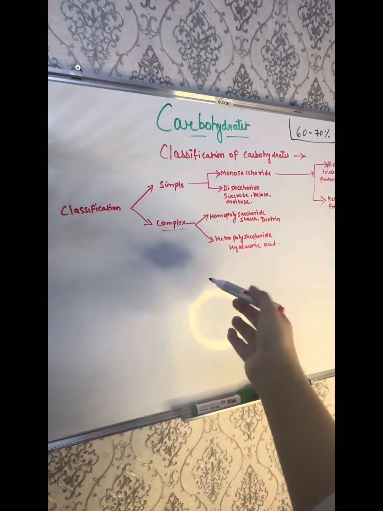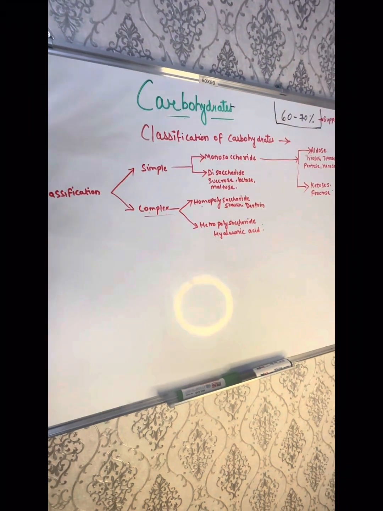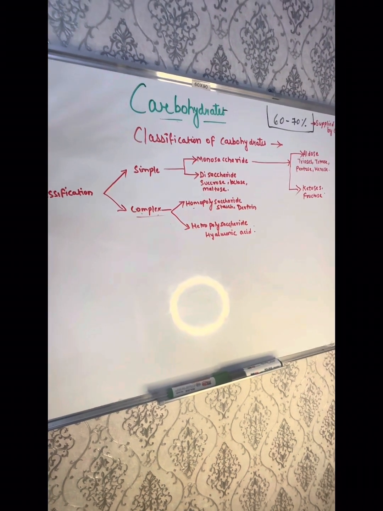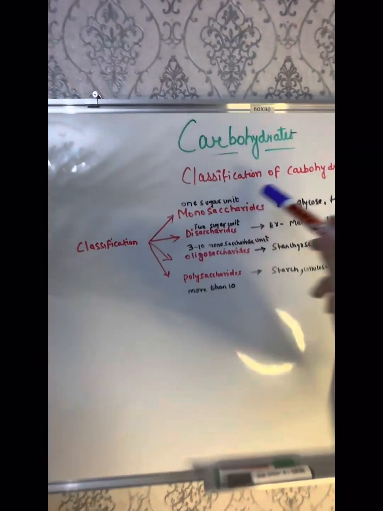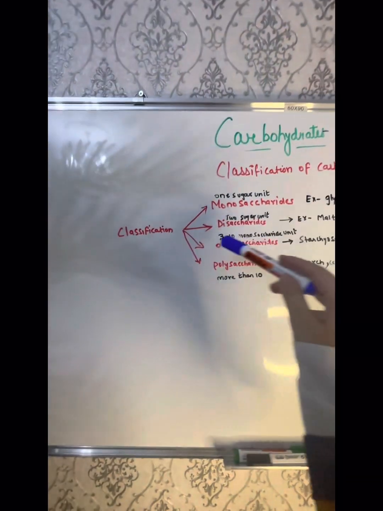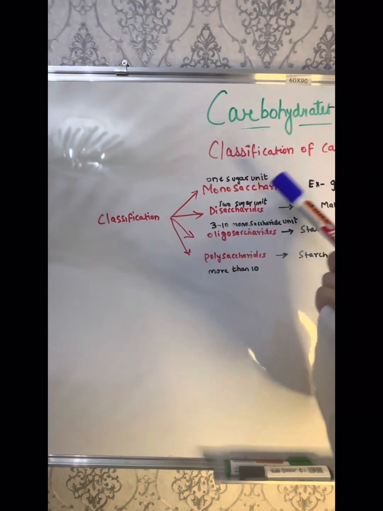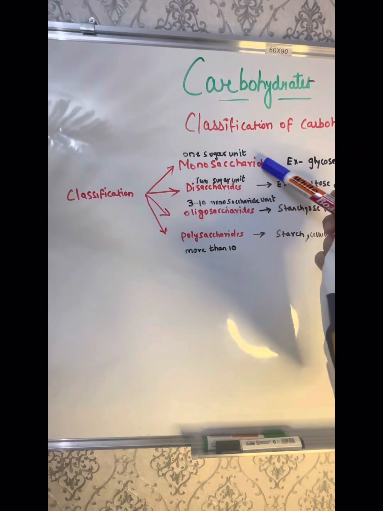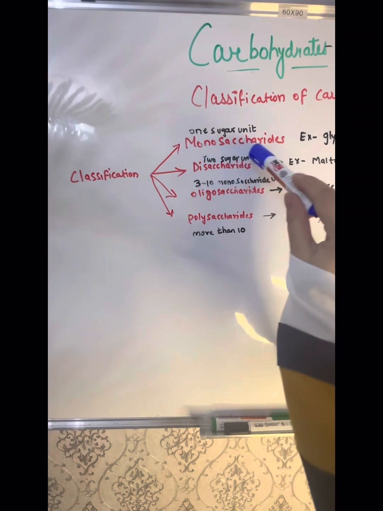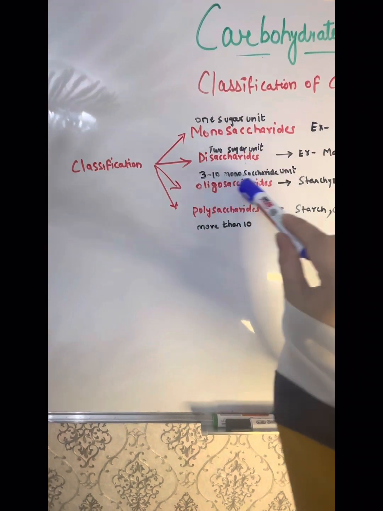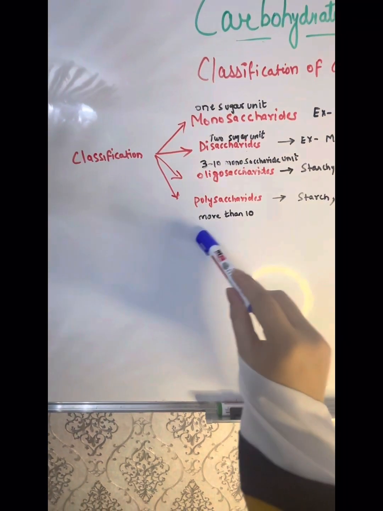Now in the next you will see another type of classification. This is one type of classification, and now I'm showing you another classification of carbohydrates. In this classification you can see there's no major difference. It's a different method of describing, or you can say explaining. Monosaccharides means one sugar unit, disaccharides means two sugar units, oligosaccharides means 3 to 10 monosaccharide units, or you can say sugar units, polysaccharides more than 10.